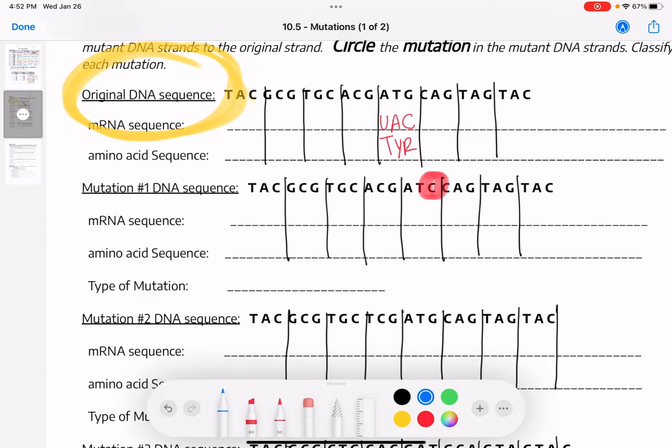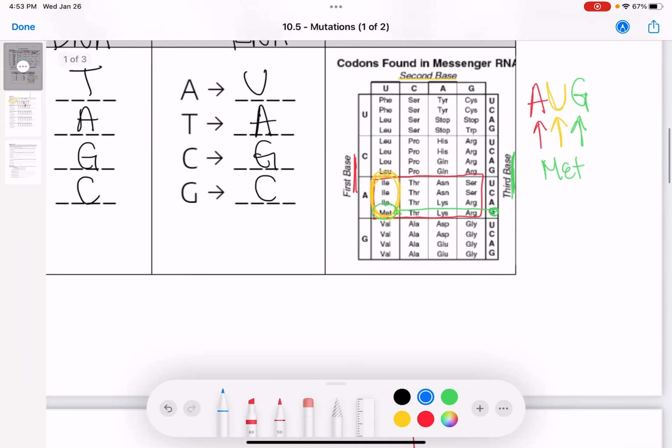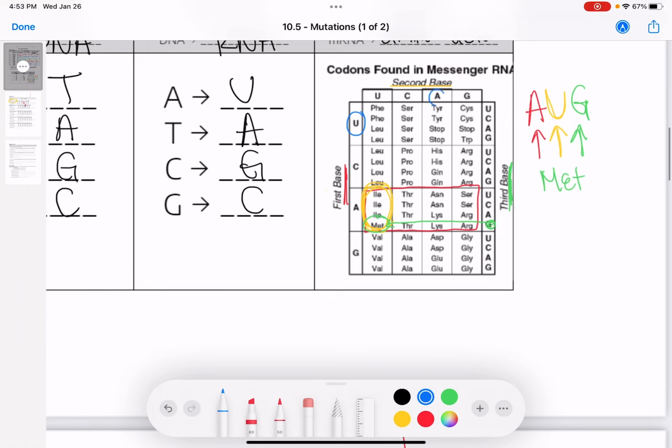Now I'm going to do my mutation one and see what happens. So I have ATC, so UAG. Let's see what UAG is. UAG. That's a stop codon.